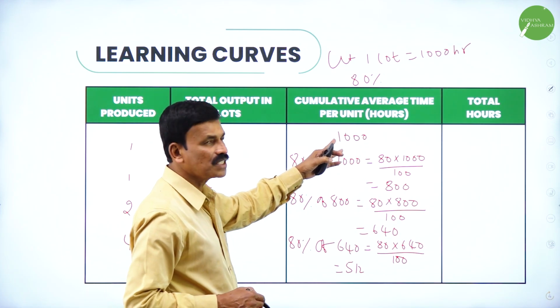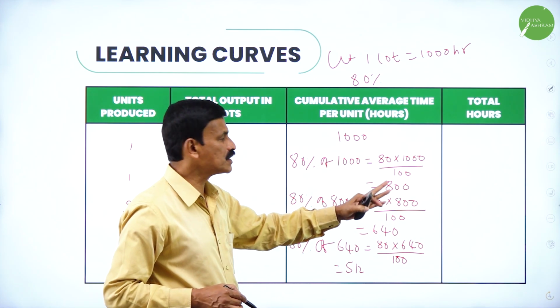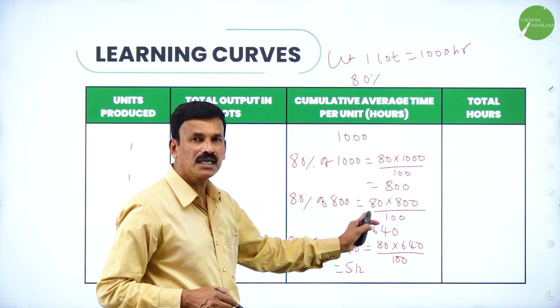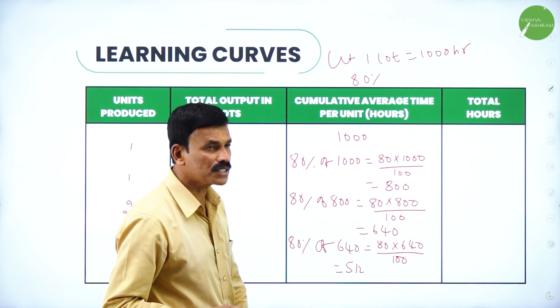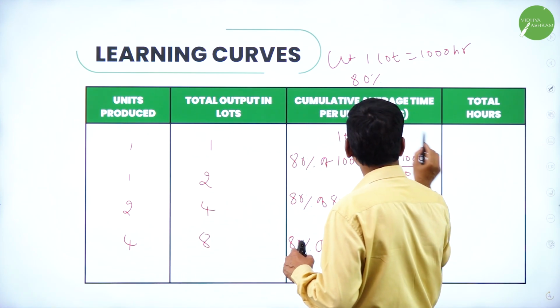First, initially it is 1000 hours. Again 80% of 1000 is 800. Again 80% of 800 is 640. Again 80% of 640 is 512. Now what is the total hours then? Multiply these two: total output in lots and the cumulative average time.